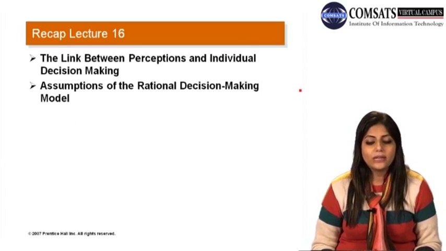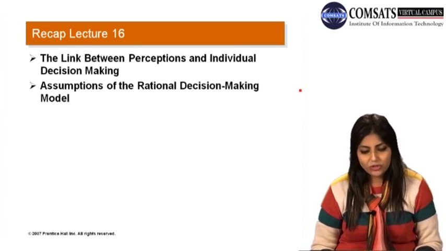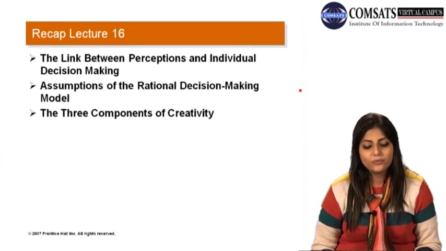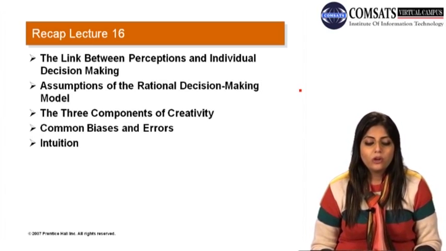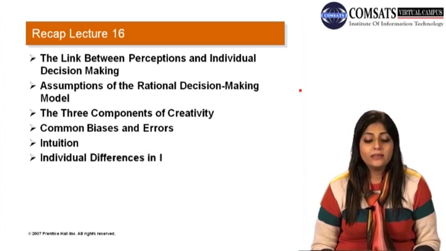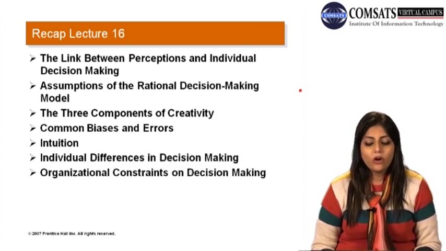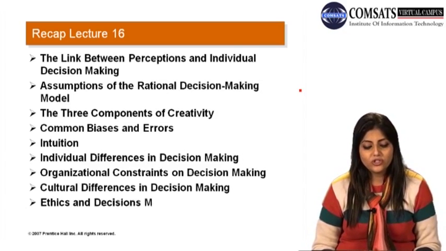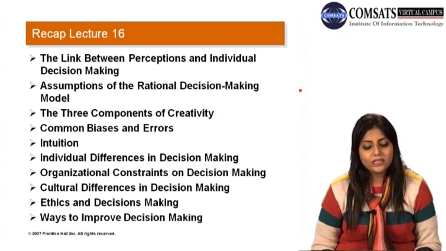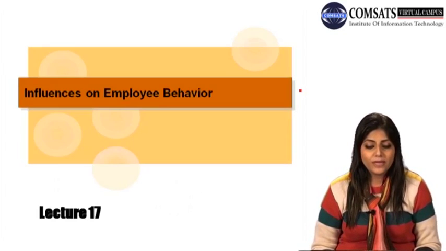Then we had a discussion on the link between perceptions and individual decision making, and on the assumptions of the rational decision making model. We discussed the three components of creativity, common biases and errors, and intuition. We discussed individual differences in decision making, organizational constraints on decision making, and cultural differences in decision making. And we also discussed ethics and decision making, and ways to improve decision making.